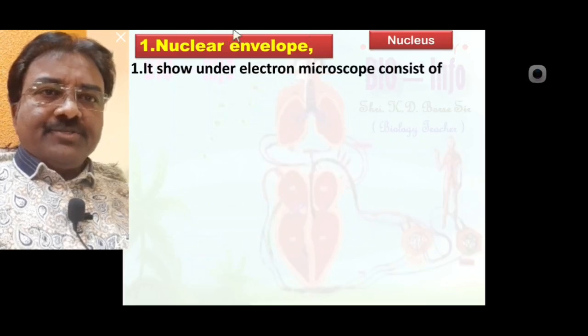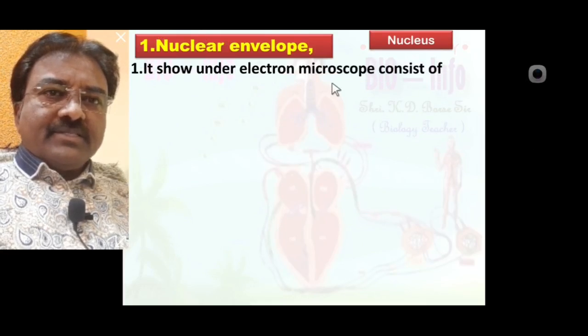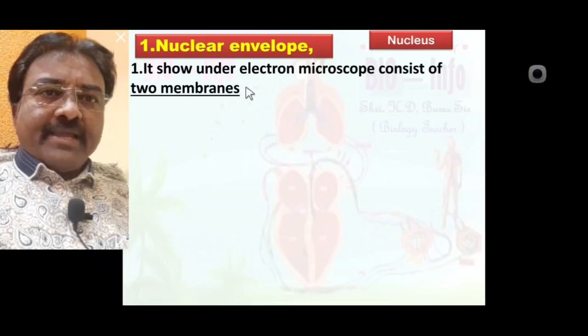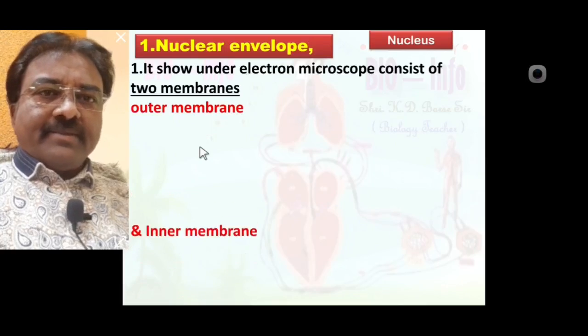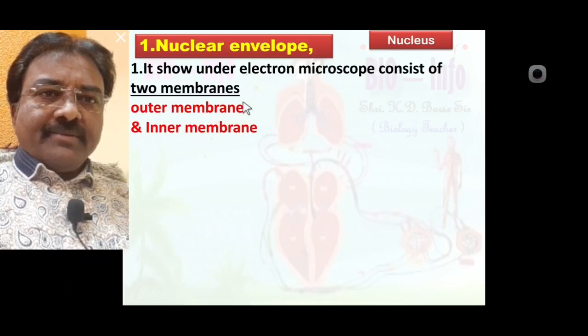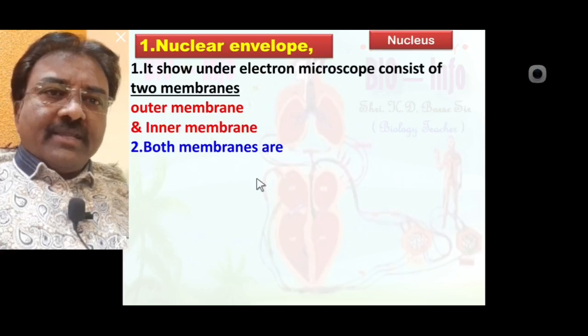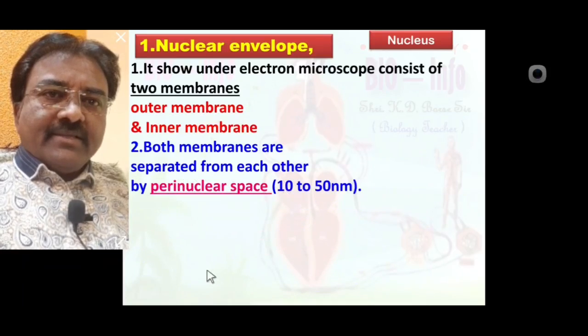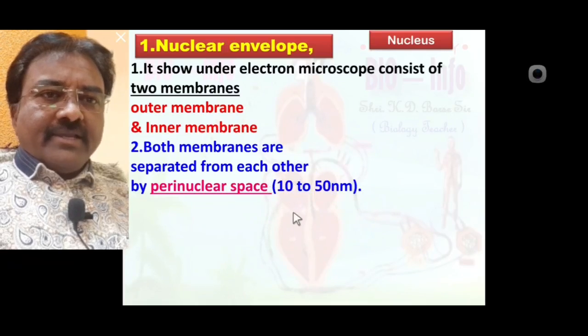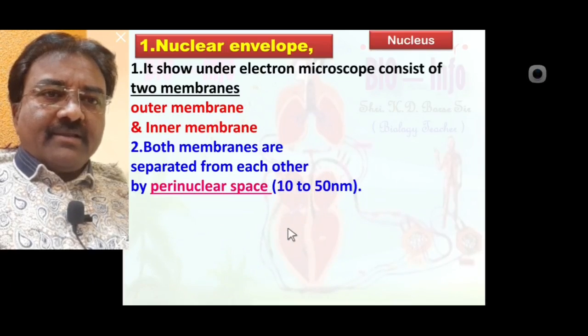Nuclear envelope seen under the electron microscope consists of 2 membranes, outer membrane and inner membrane. Both membranes are separated from each other by the perinuclear space. Means in between the outer membrane and inner membrane is present a space called the perinuclear space, and the measurement of this space is about 10 to 50 nanometer.